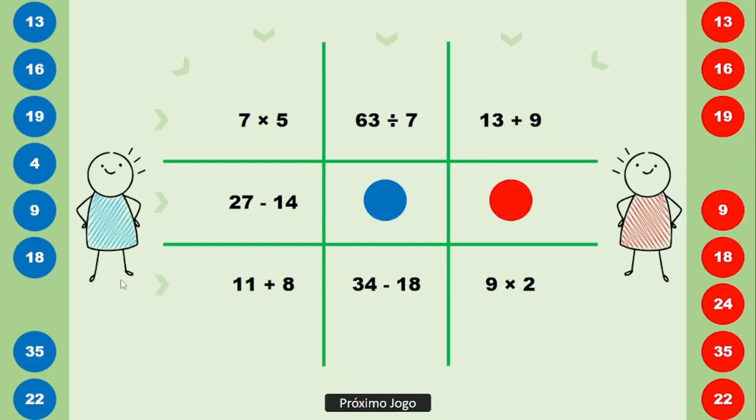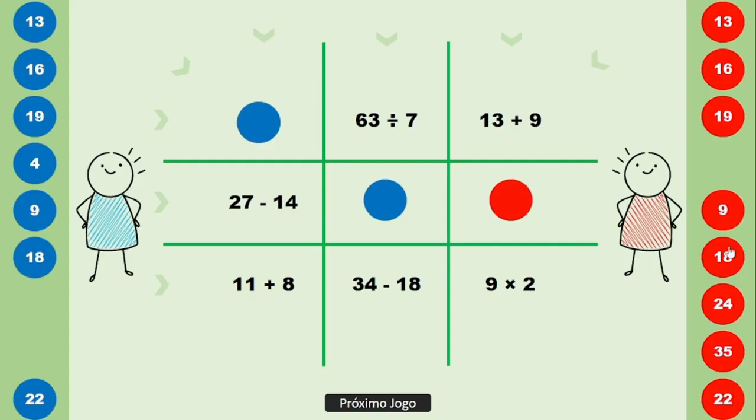The blue team will answer 7 times 5, for example. Teacher, I want to answer 7 times 5. 7 times 5 equals 35. If it's correct, the teacher will click on 35. If it's wrong, the teacher will let you know it's wrong. So I clicked on 35. That's correct. Now it's the red team's turn.